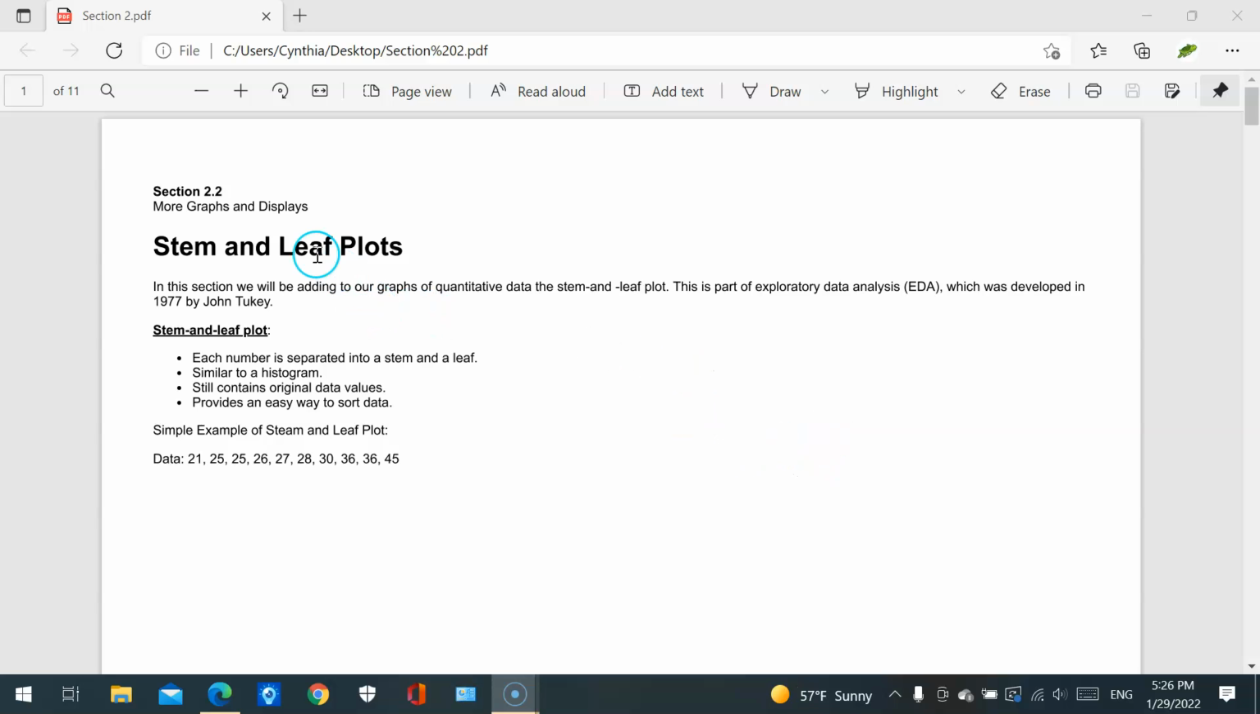Section 2.2, some more graphs and displays. So first we talk about the stem and leaf plot. A stem and leaf plot is a graph, and it comes with a vertical bar. From this vertical bar, let's split the data into the stem and the leaf part.